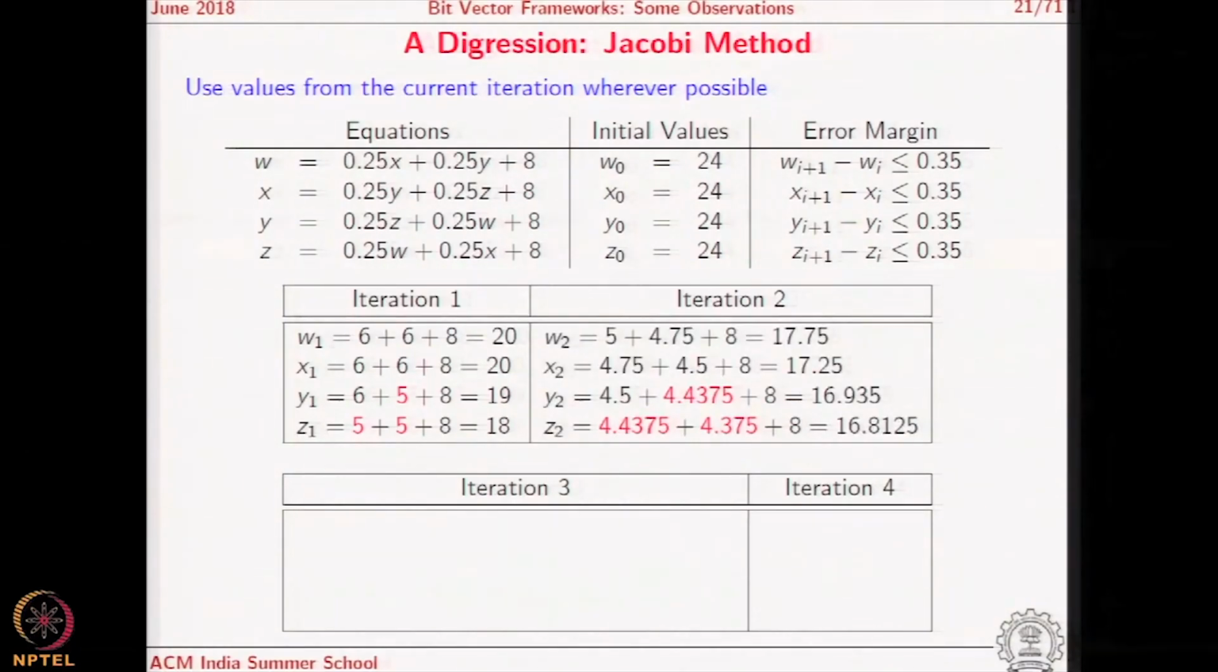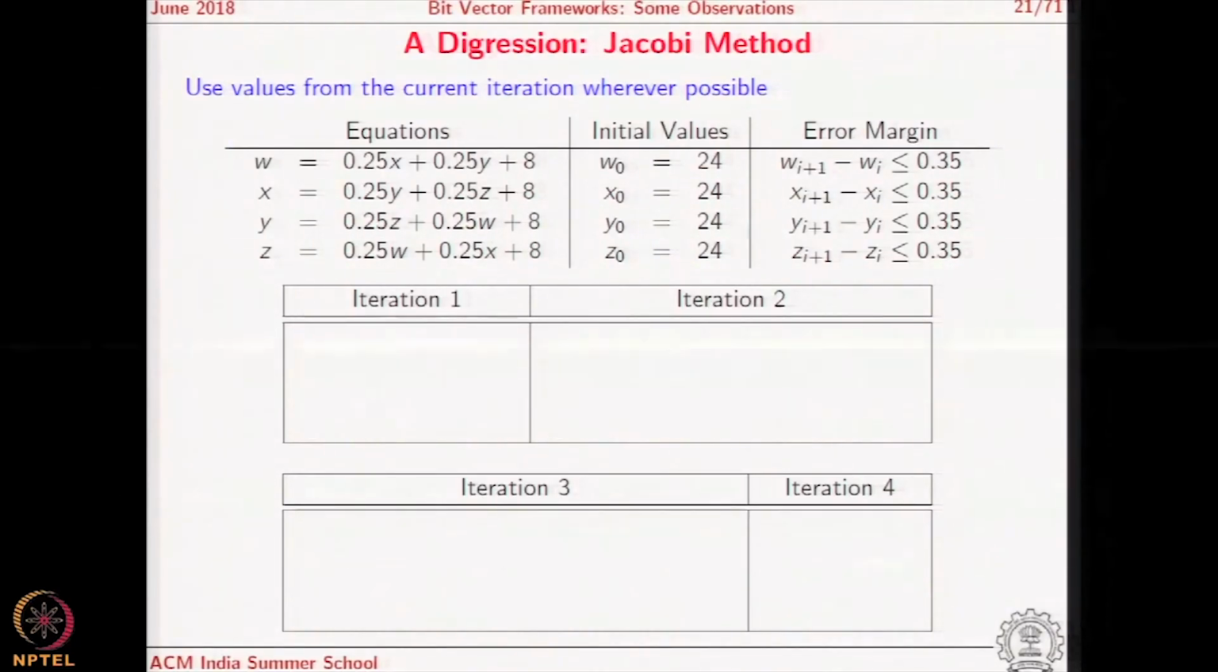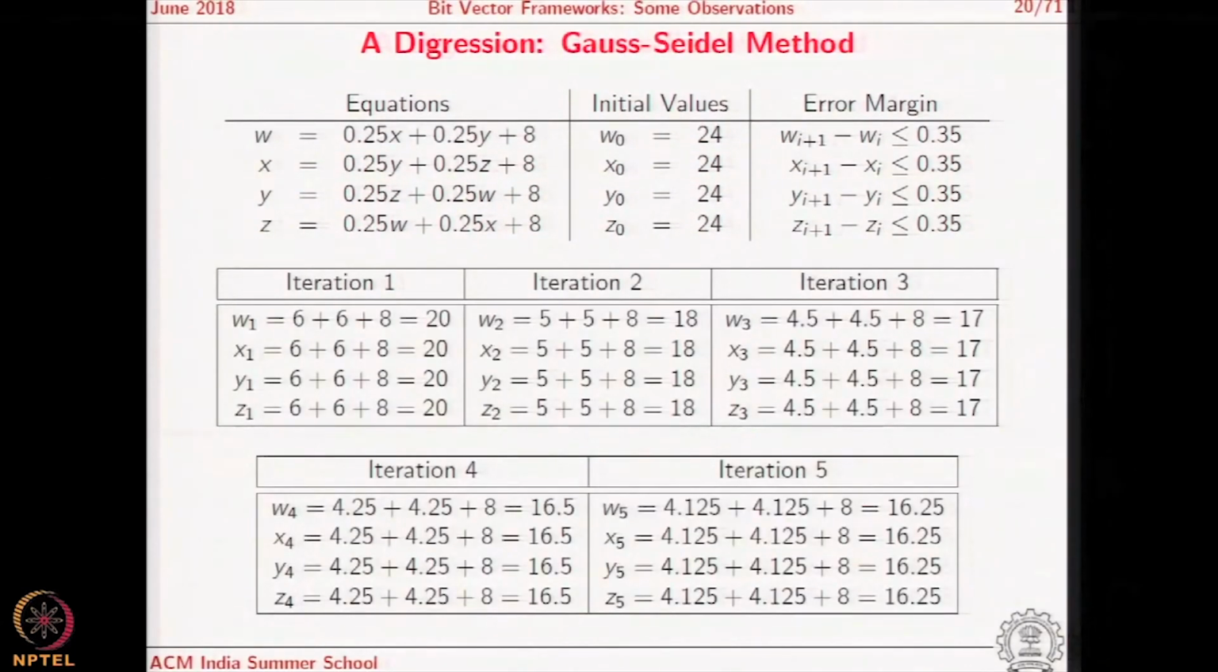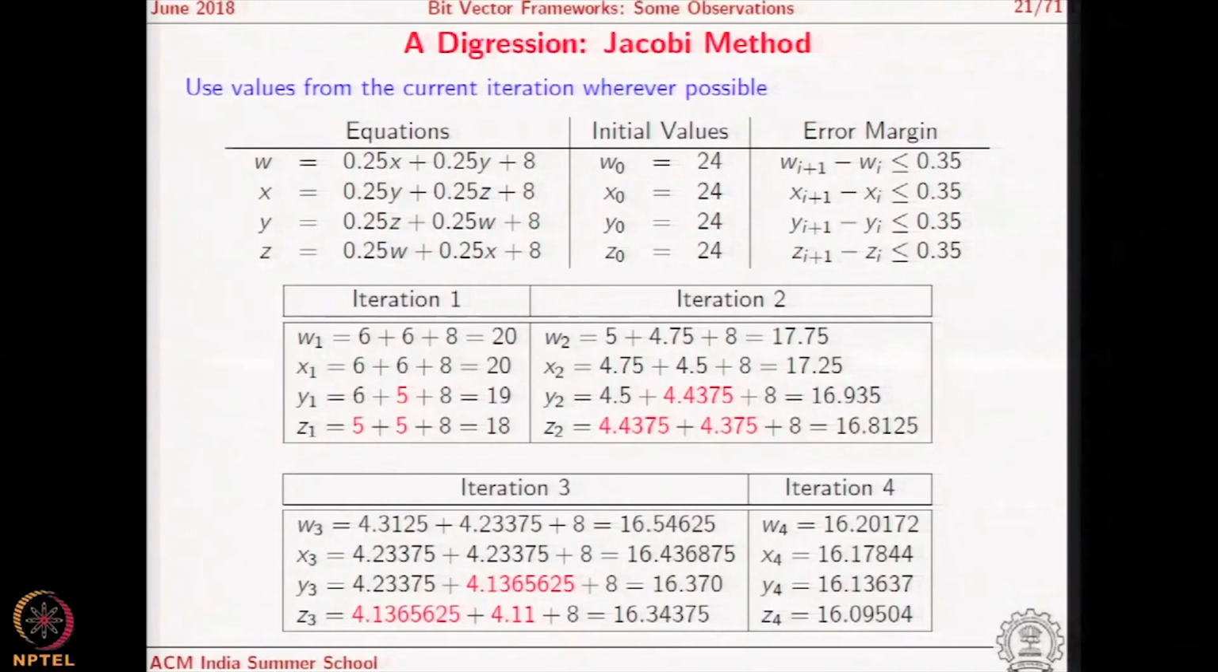At every stage we keep using the values of y, W and x computed in the same iteration, and now the values start differing. Earlier values were the same. Now, we once again recompute and we get some other values, and in the fourth iteration we get these. Note that these values are different here, they are not identical, but they are still within our margin of error. This has taken 4 iterations, whereas the Gauss-Seidel method had taken 5 iterations. That is because we are reusing the values.